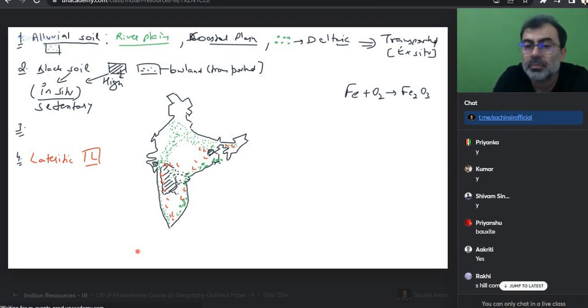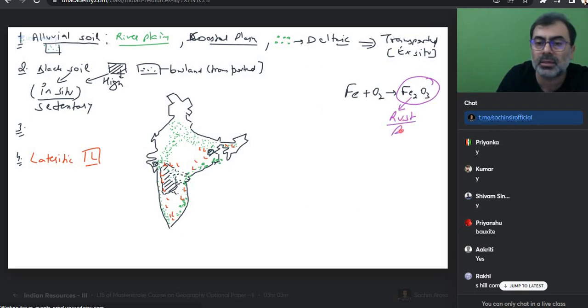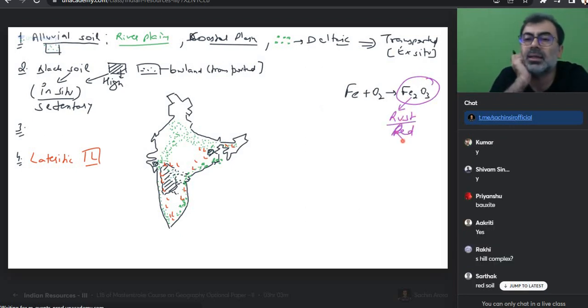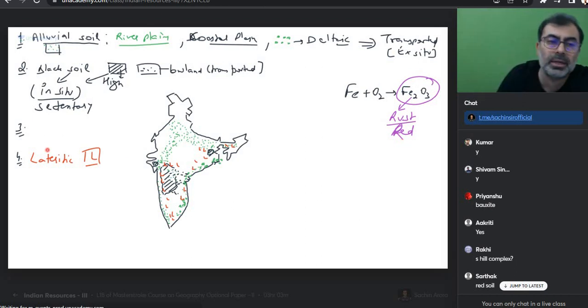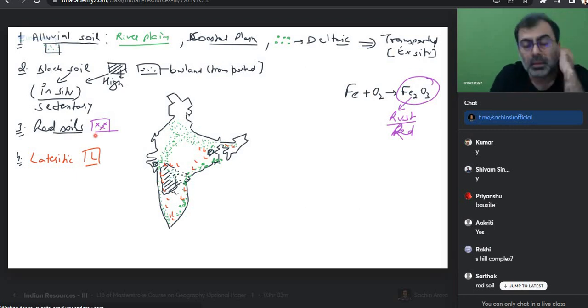Geography goes by logic. Iron with oxygen forms iron oxide, Fe2O3. Fe2O3 is rust. Rust is red in color. So the soil that is rich in iron is called red soil, iron oxide. Red soil will be found in shields. Remember shields. Where are the shields? Your symbol now is cross. Show me red soil.